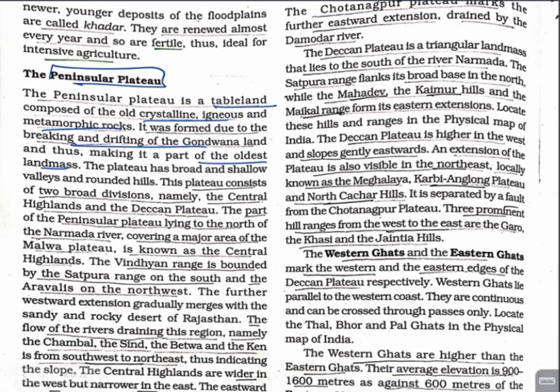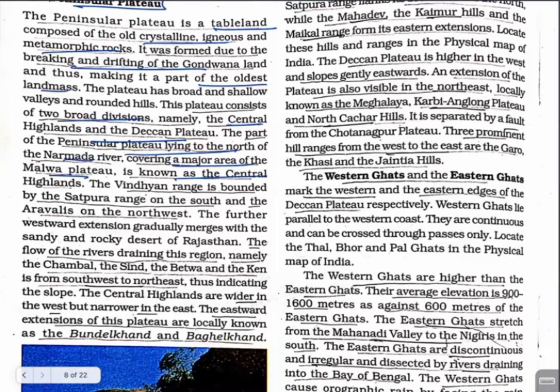The plateau consists of two broad divisions, called the Central Highland and the Deccan Plateau. The part of the peninsular plateau lying to the north of the Narmada river, covering a major area of the Malwa Plateau, is known as the Central Highland, bounded by the Vindhyan Range, the Satpura Range on the south and the Aravallis on the northwest.